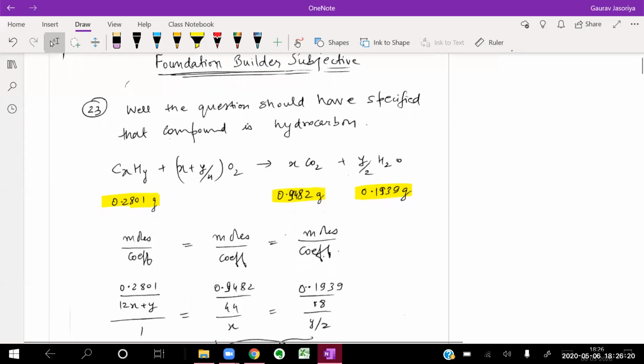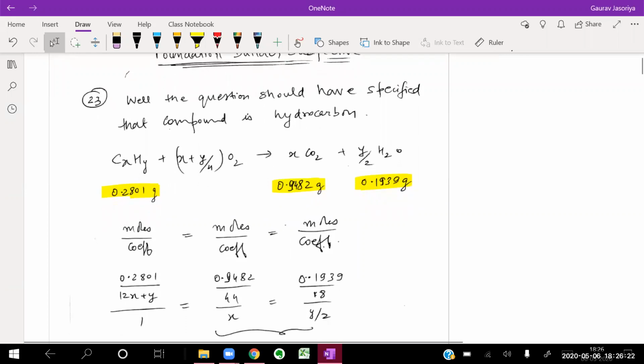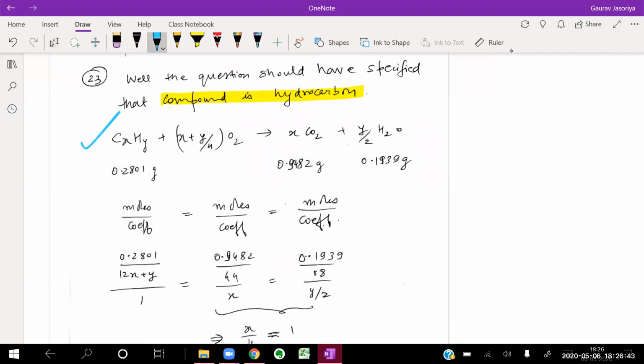Now, first question is 23rd question, which talks about a compound. Now, well, there's this flaw in the question. The question should have mentioned that the compound is actually a hydrocarbon, so that you can actually write an equation. If it was something which contained oxygen as well, then it could have been a problem, a different statement altogether. So the question should have mentioned that it's a hydrocarbon. So based on that, you know how to write a balanced equation for it.